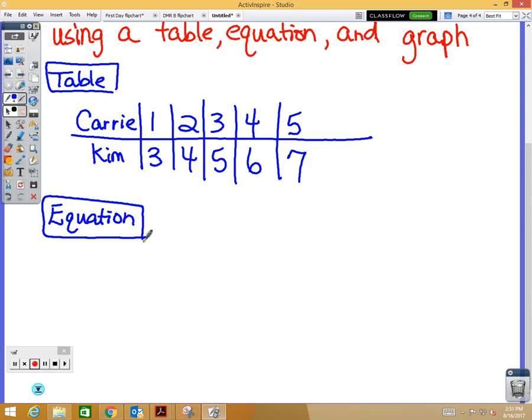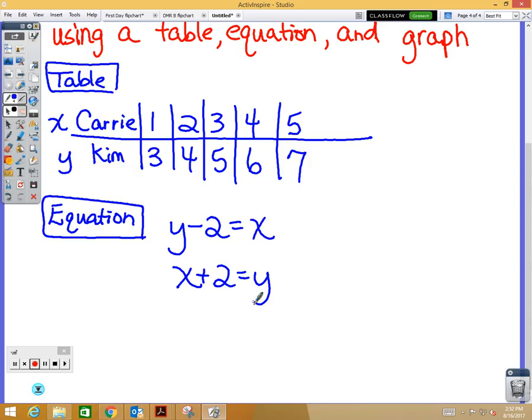Our table can help us out with writing the equation. Let's say that Carrie is X and Kim is Y. So how could I write an equation using X and Y? And in my main problem, the number was 2 because they were 2 years different. How could I do that? Some thoughts here. All right, yes. Yep. That would be one way we could write it, yes. Y minus 2 equals X. Sam, did you have a different way? Correct. X plus 2 equals Y.